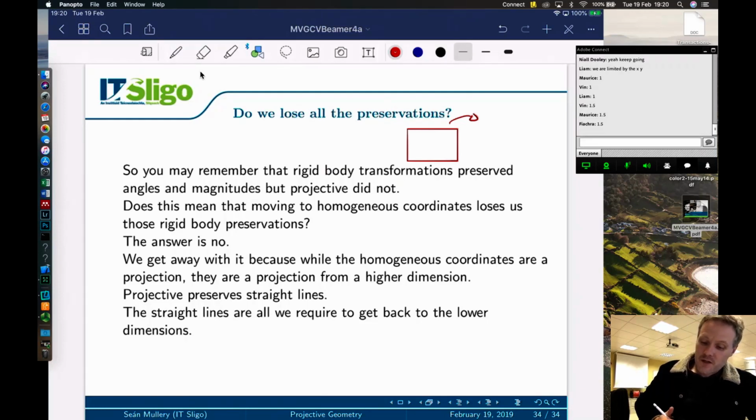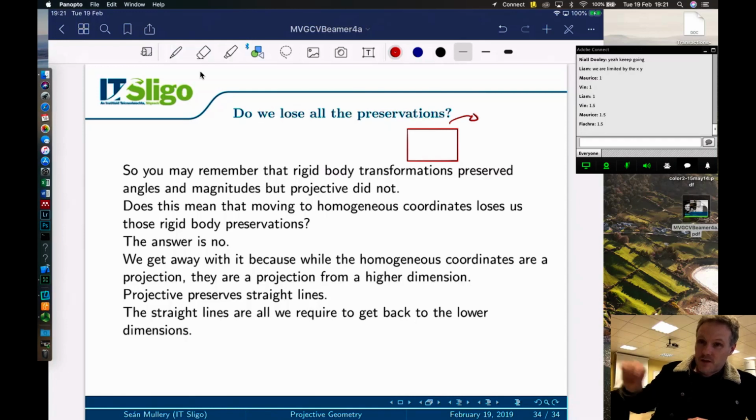You may remember that rigid body transformations preserved angles and magnitudes, but projective did not. And we're clearly doing a projection here when we go to homogeneous coordinates. So does this mean that moving to homogeneous coordinates loses us those rigid body preservations? And the answer is no. We get away with it because while homogeneous coordinates are a projection, they're a projection from a higher dimension. Okay, so we've added an extra dimension.